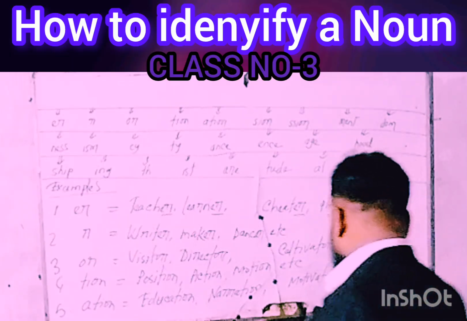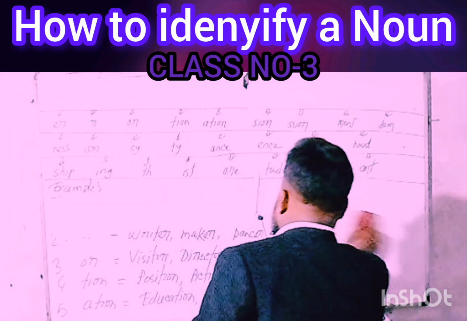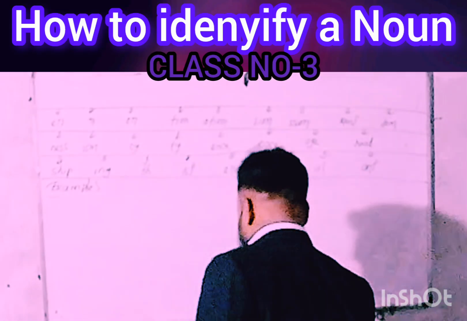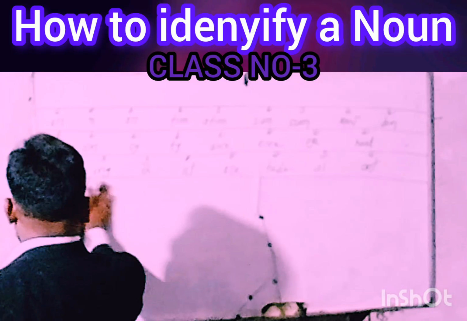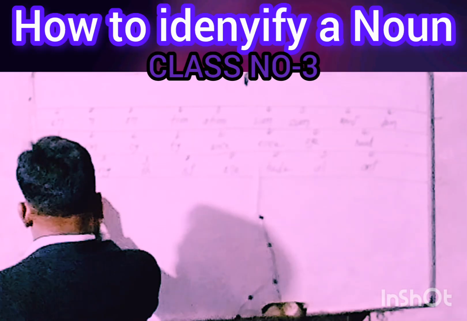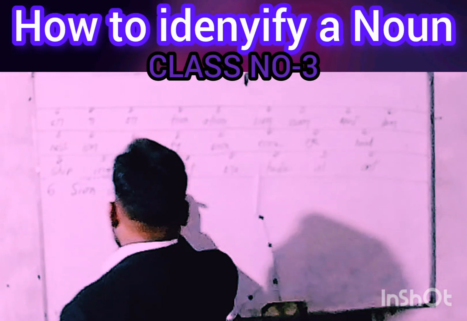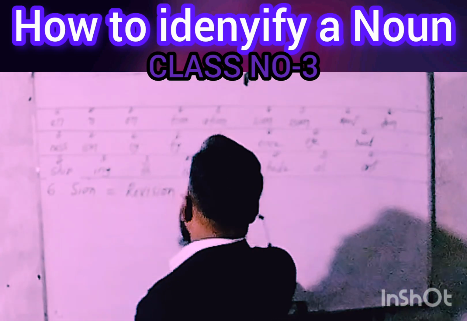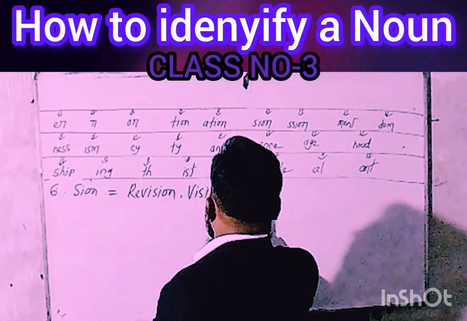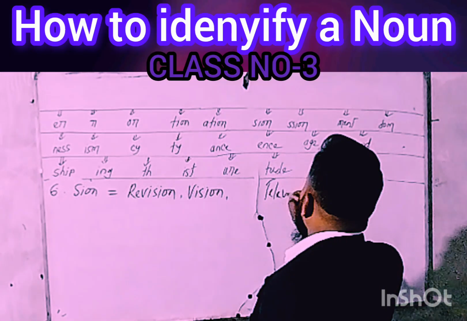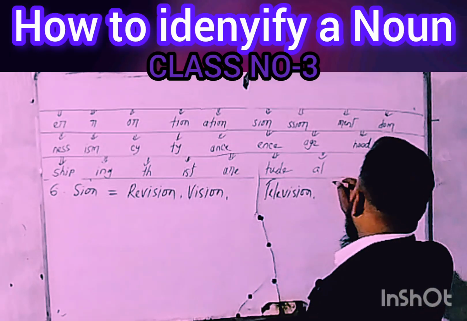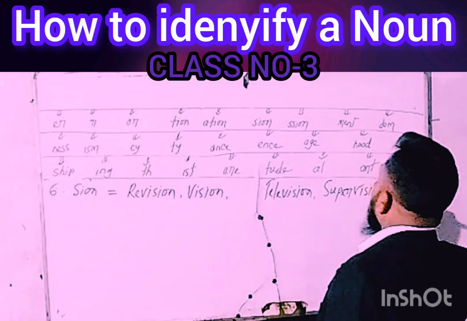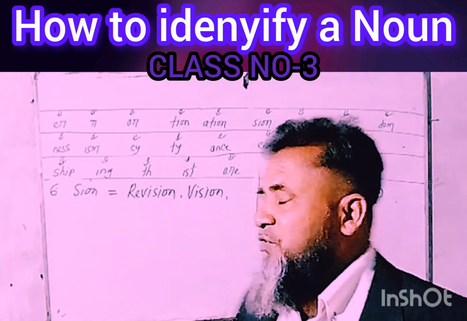My dear learners, next point. Take a look at the board and try to understand. Number six, sion. For example, revision, vision, television. Okay, next point, sion.